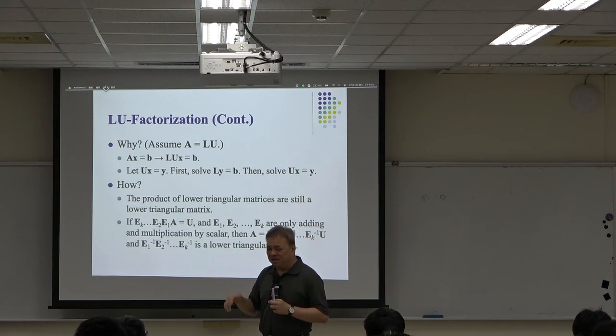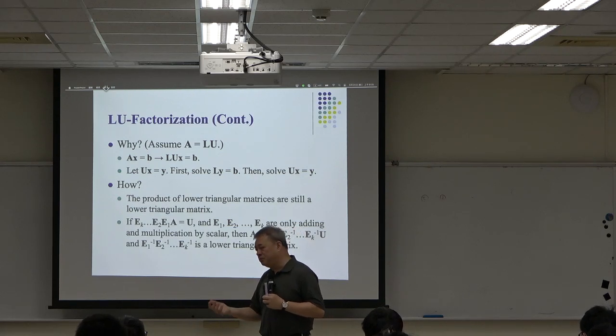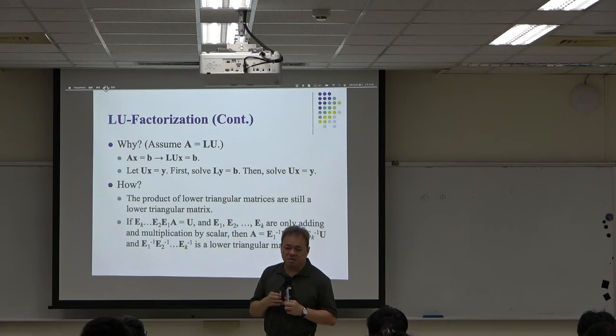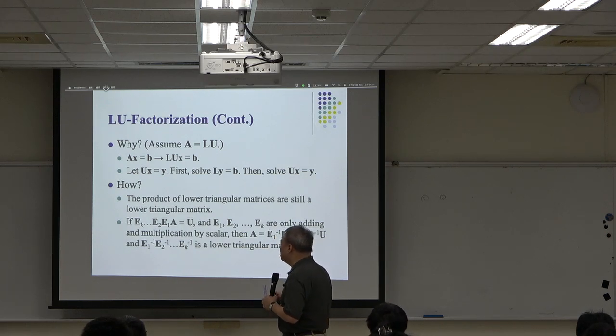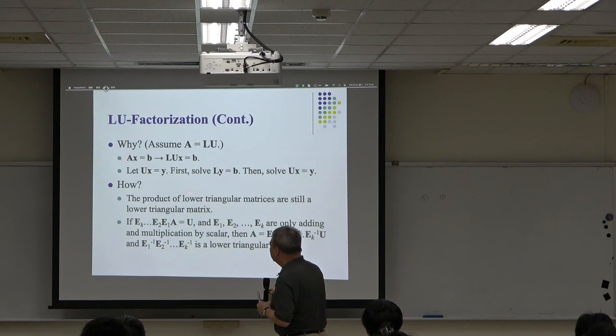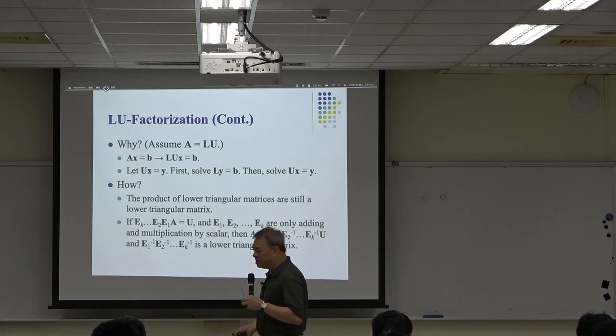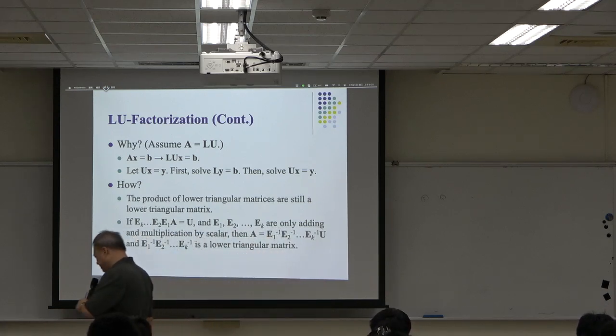for now, we just use this as a motivation. But this motivation obviously is stupid. Nobody solves the system really this way. But anyway, we still need to know how to get the job done, right? How do we do this factorization? Okay.